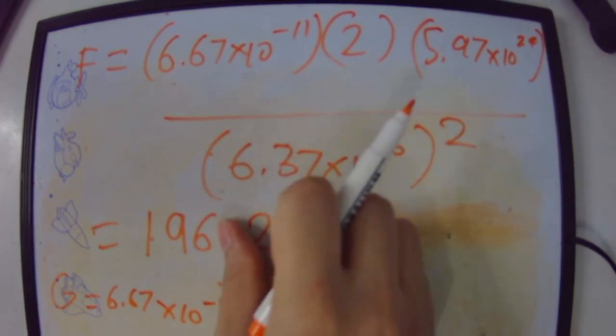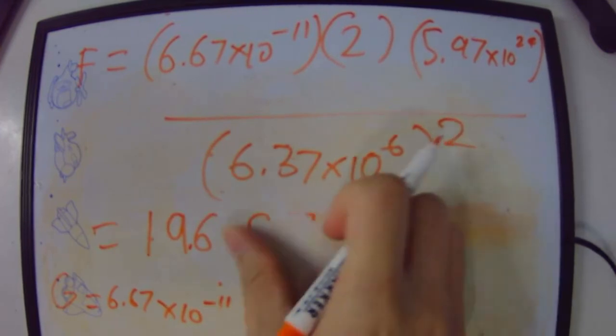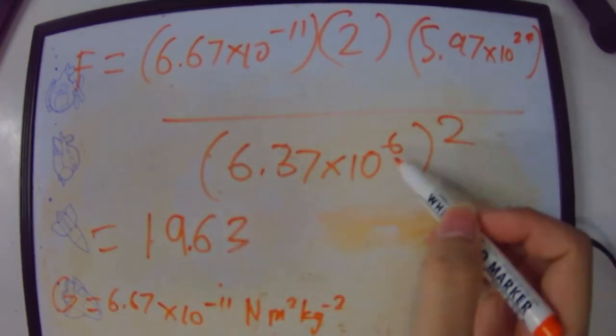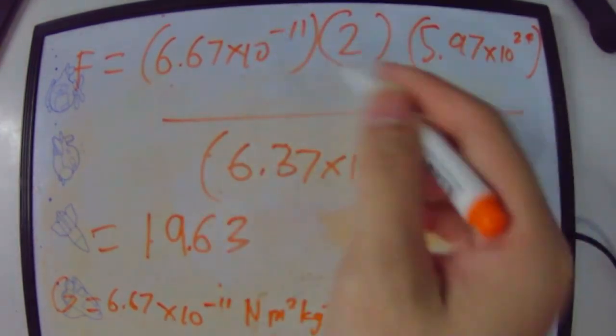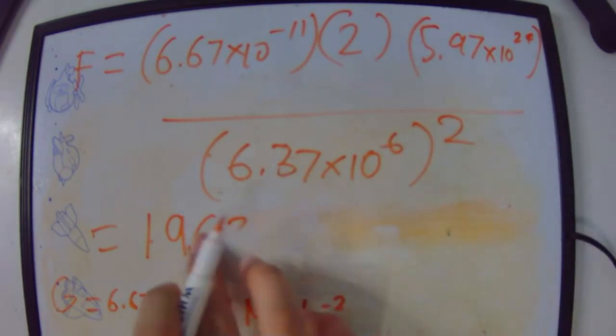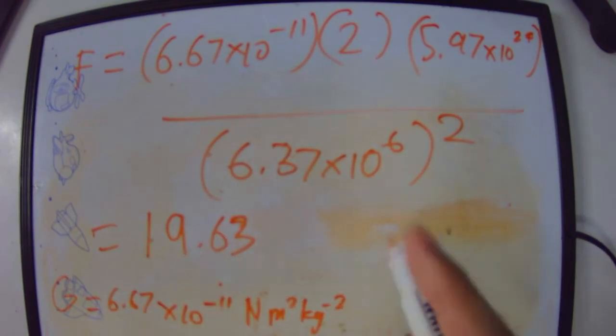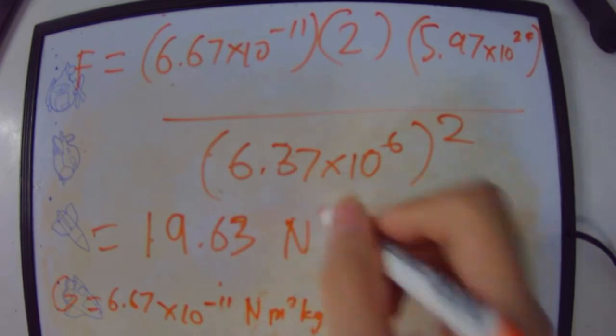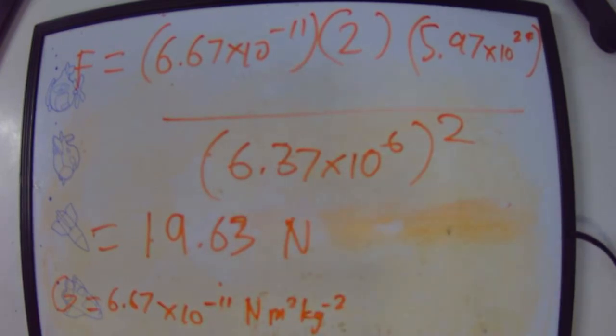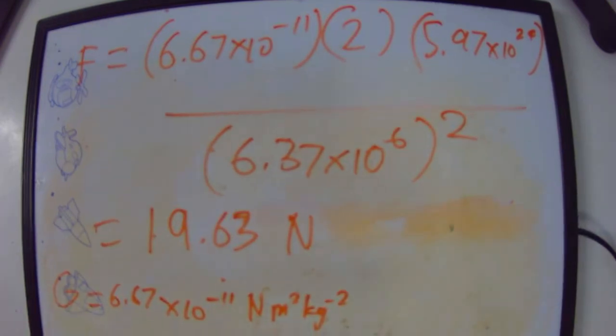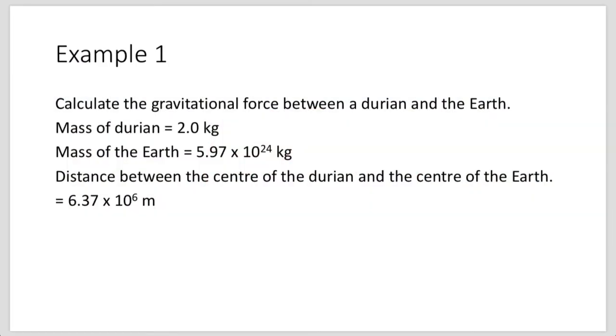So the decimal point is here. So 6 3. Sorry, I probably miscalculated one of the tens just now. Okay. 6 3. So 19.63 newtons. So that is your final answer. Now that you've seen me write this down, think about this. Think about this logically.